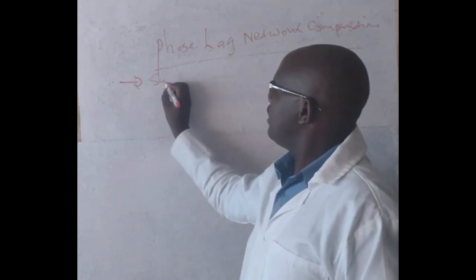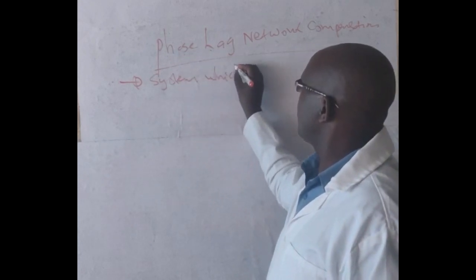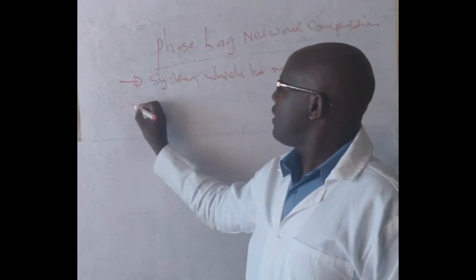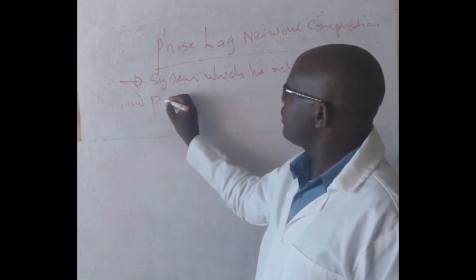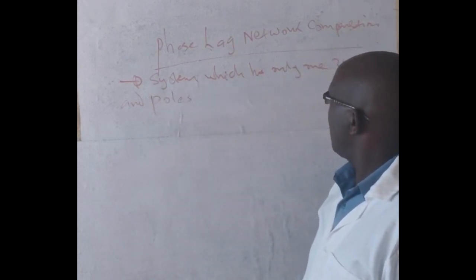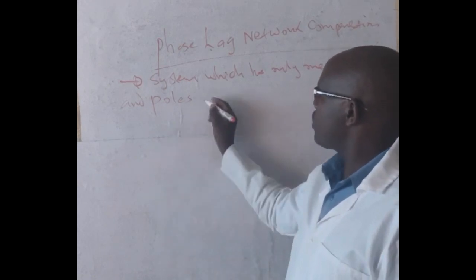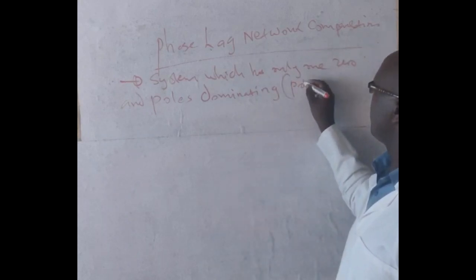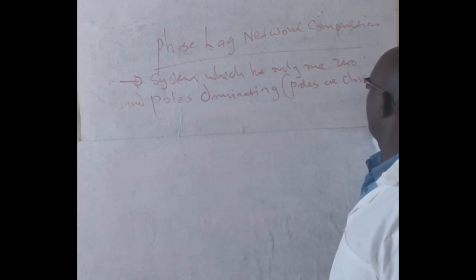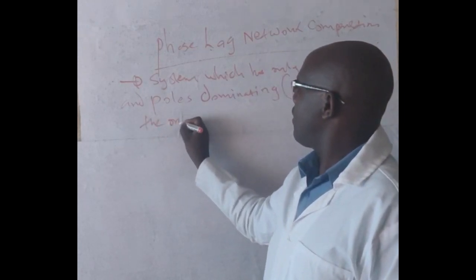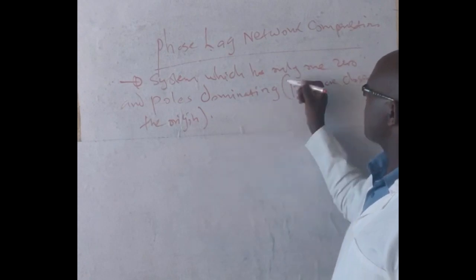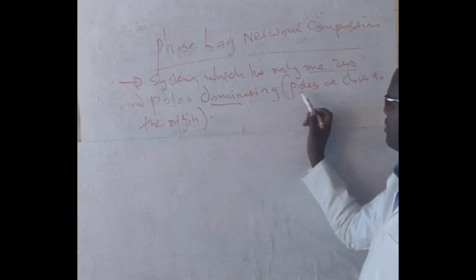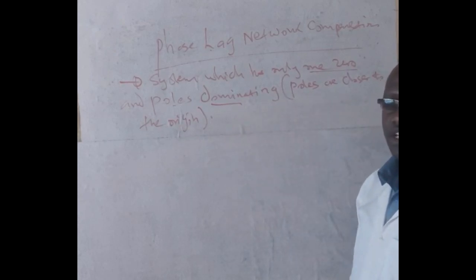This is a system which has only one zero and poles, where the poles are dominating. So this is a system which has only one zero and the poles in this system are dominating, and what we mean by that is because the poles are closer to the origin.